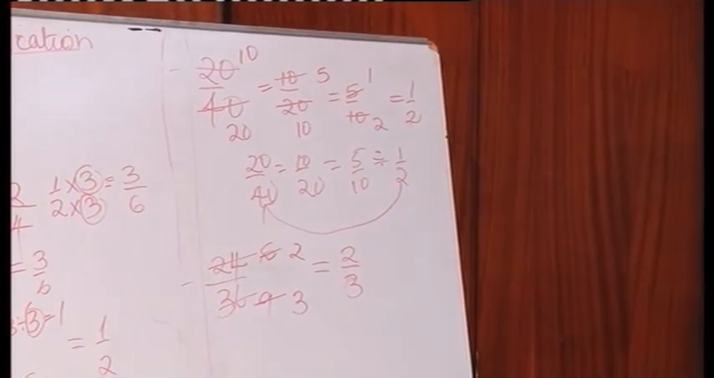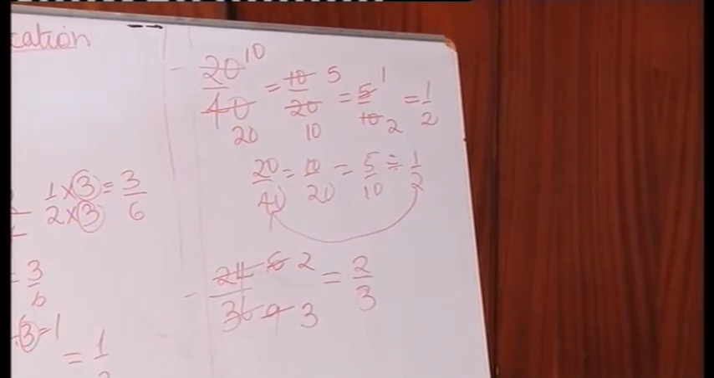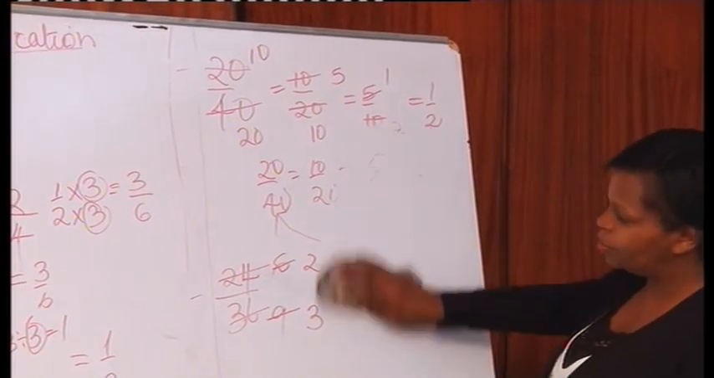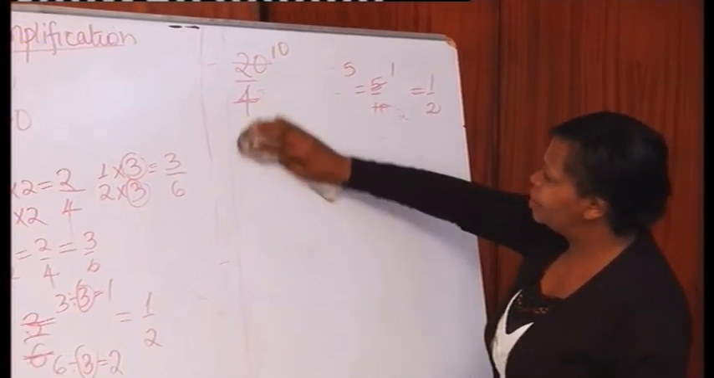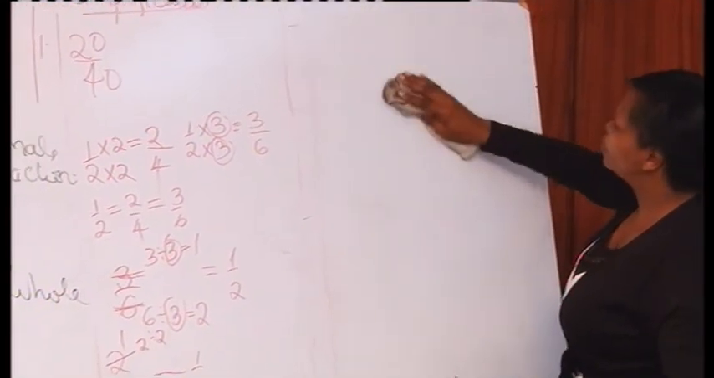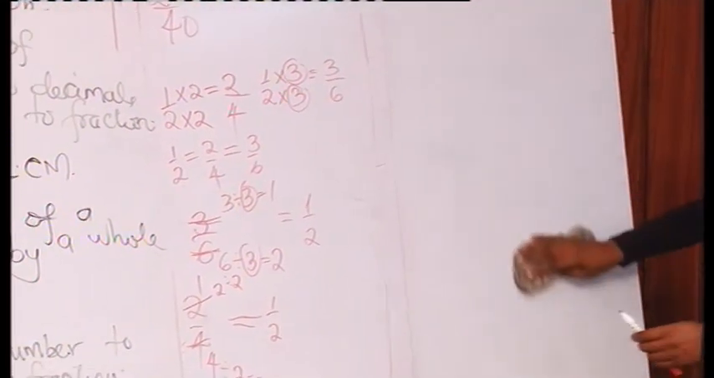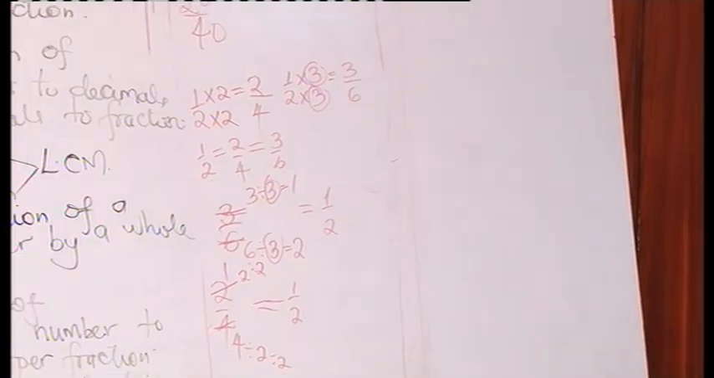Now, after simplification, as you write your answers, and especially when you add, subtract, multiply and divide, you should always write your answer in the simplest form possible.